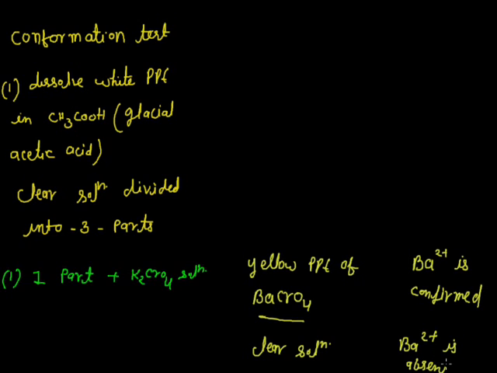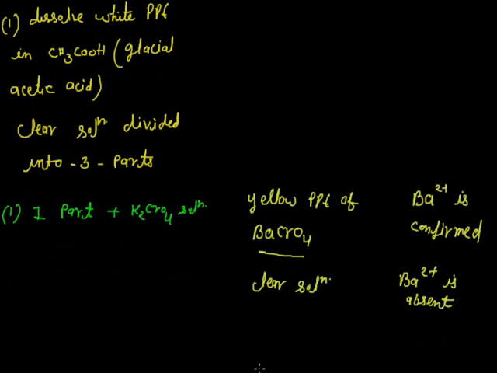So both are possibilities. If our salt contains barium plus 2, then we get a yellow precipitate of barium chromate, and we can say that barium plus 2 is confirmed. And if we get a clear solution, then it indicates that barium plus 2 is absent in this salt. Now, if we get a clear solution, then our aim is to find out whether the salt contains strontium plus 2 or calcium plus 2. For finding out strontium plus 2 and calcium plus 2, we are using the second part.